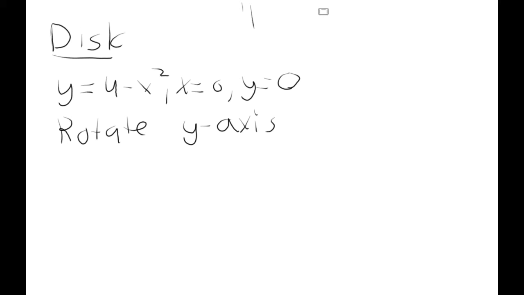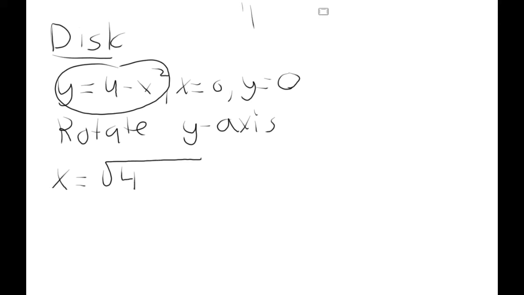So in order to solve this, we will need to set everything in terms of y. That means the radius, this right here, needs to be set in terms of y. So we have to solve for x instead. If you solve for x, you should get the square root of 4 minus y. I'm just skipping a step. You can do that. Isolate the x variable.